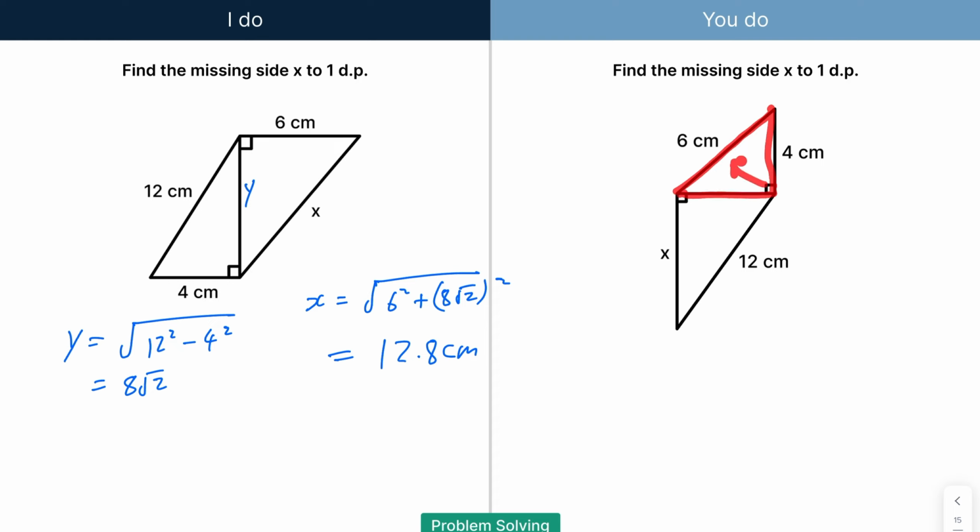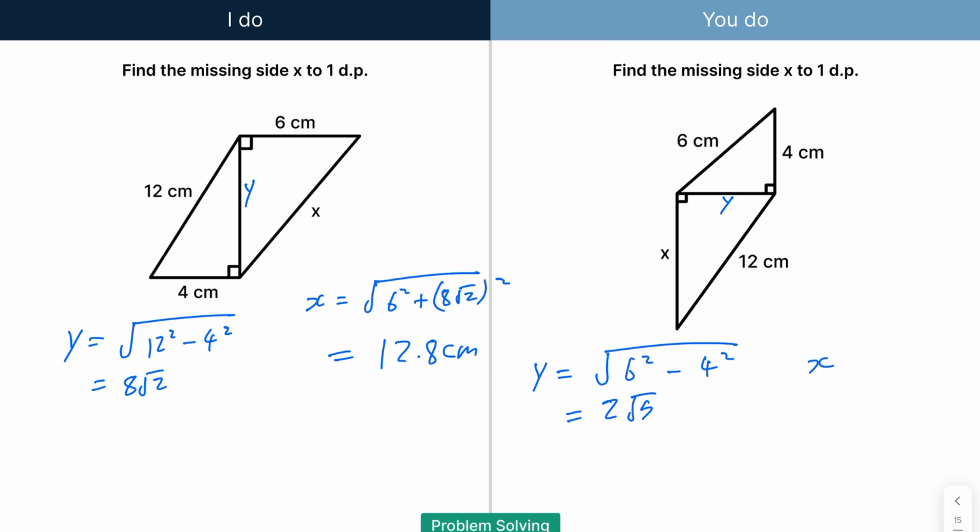So if you focus on this triangle here, we want to find, let's just call that y again. So y is one of the shorter sides. That means the square root is going to have a negative in the middle: big number, take away the small number squared. And that gives me 6 squared minus 4 squared, which becomes 2 root 5.